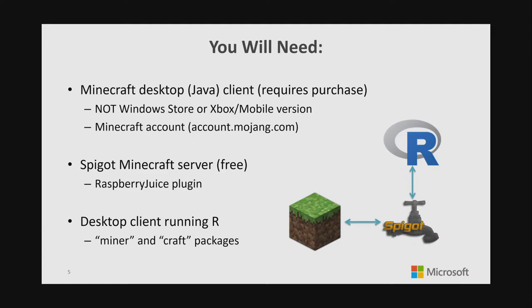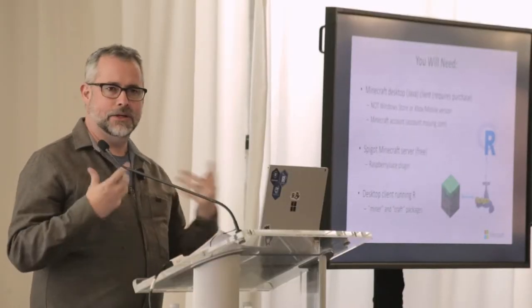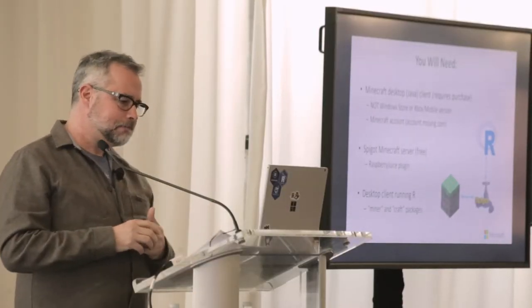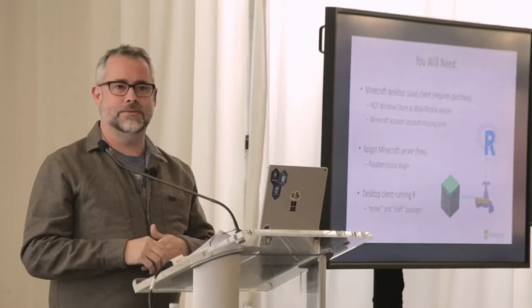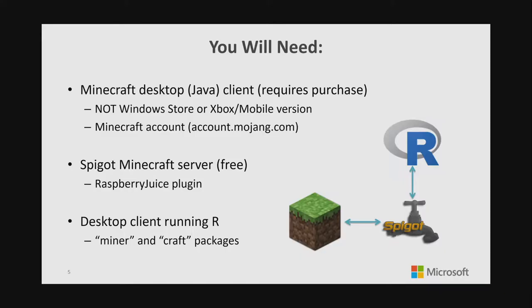You do require something called the Raspberry Juice plugin, which provides the API that we're going to interface with from the R language. You're also going to need the Minecraft program on your PC. Unfortunately, as things stand right now, you can't use the Xbox or the mobile versions. You need to download the Java version, and not the Windows Store version. But if you buy any of those, you also get access to the original Mojang version, which is a Java-based application. And you need to sign up for an account at mojang.com to do that.